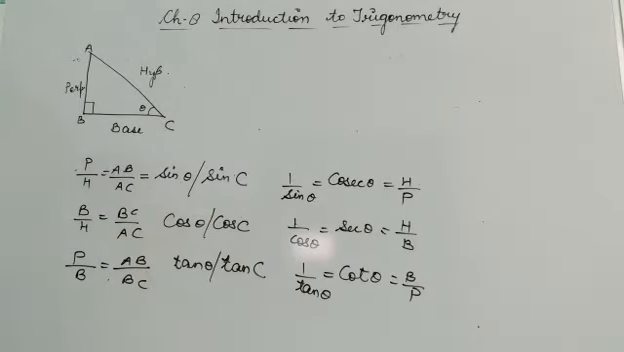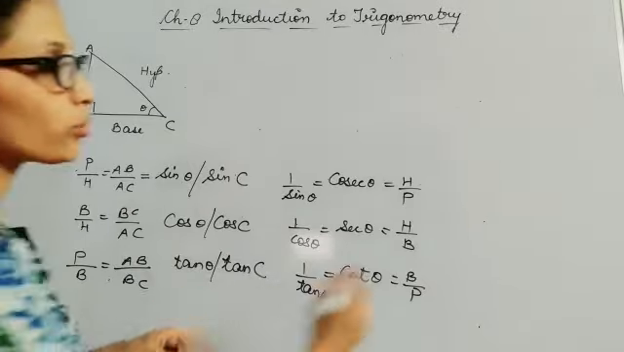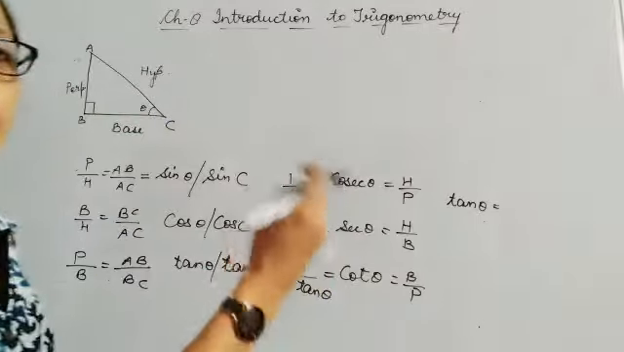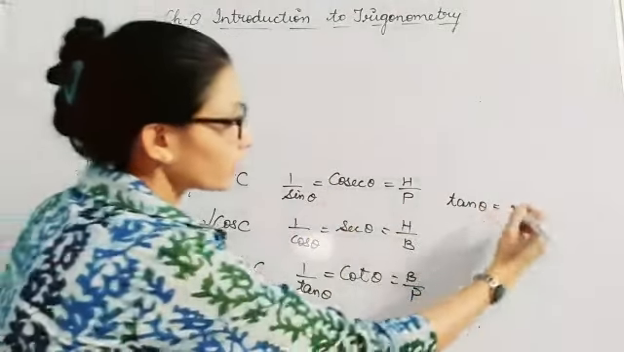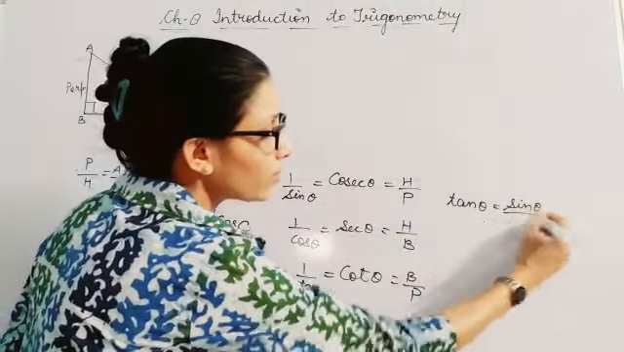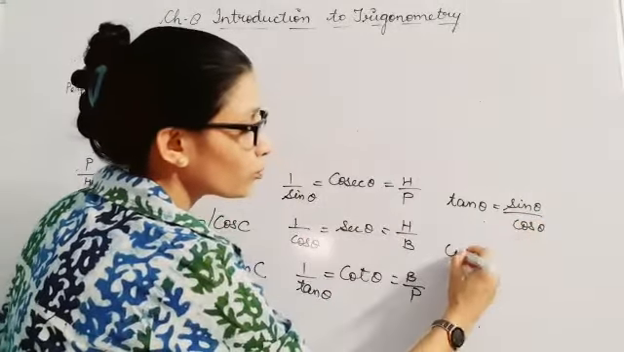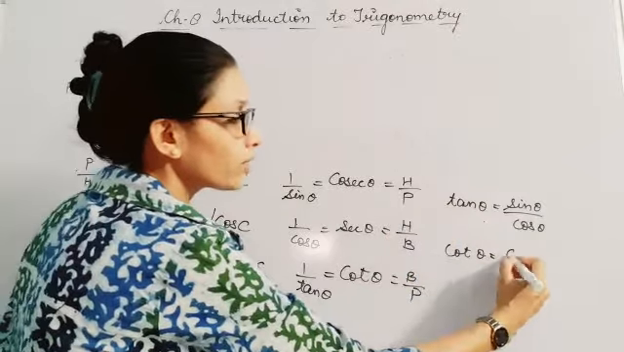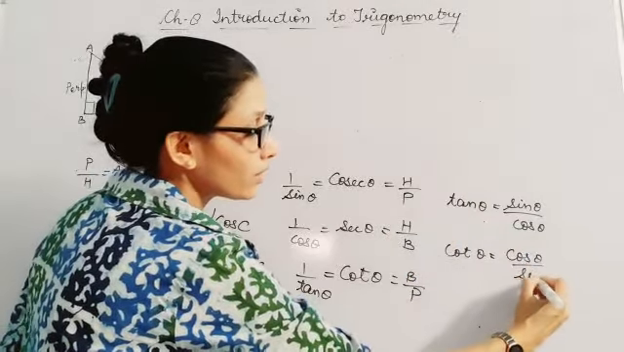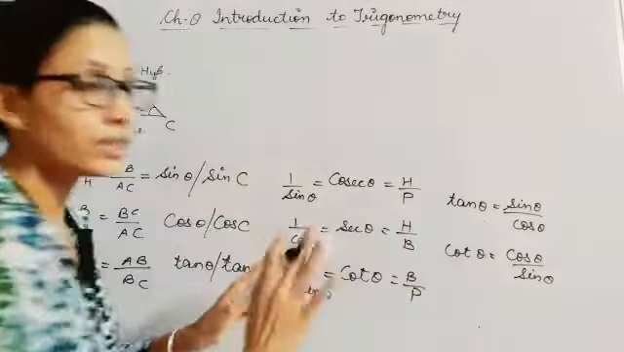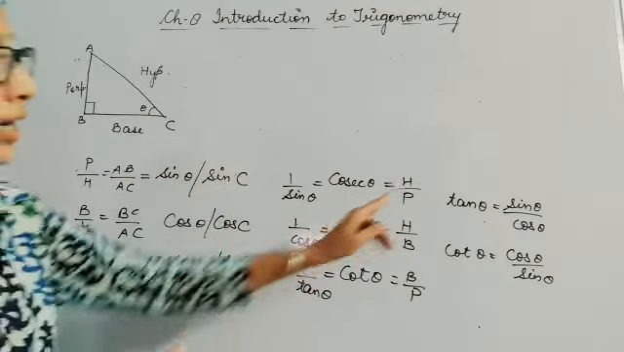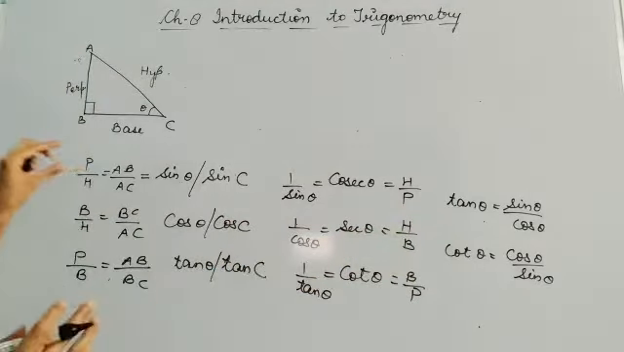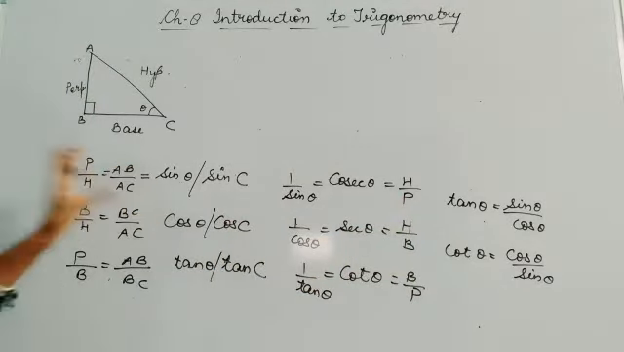Alright, children, here we can also say that if I want to represent tan theta in sine and cos form, I can write it as sine theta by cos theta. And if I want cot theta, which is the reciprocal of tan theta, I can write it as cos theta by sine theta. That means sine theta and cos theta are the simplified forms, and tan theta, cot theta, sec theta, cosec theta can be obtained from just using sine theta and cos theta.